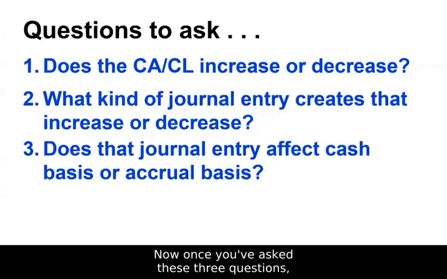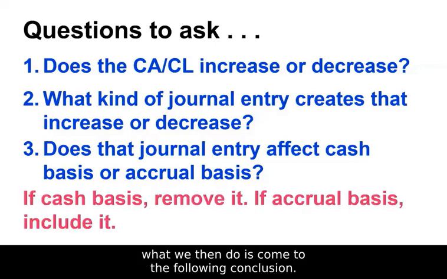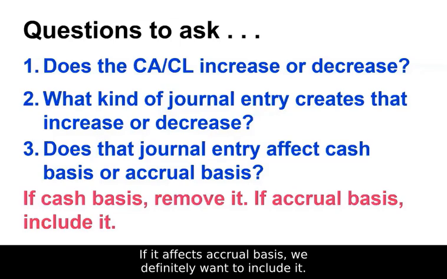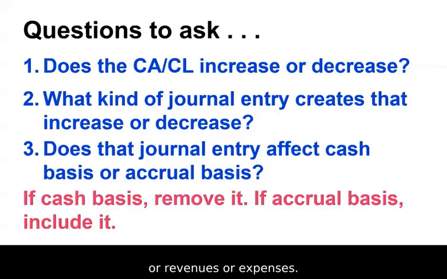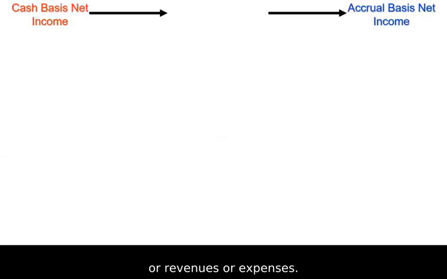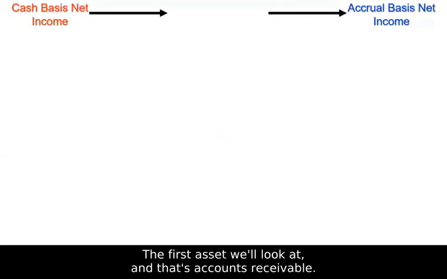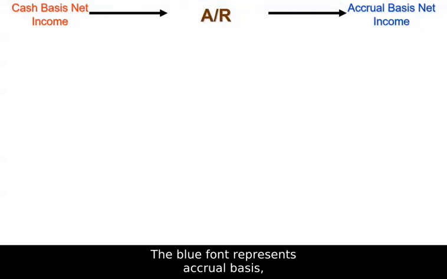Now, once you've asked these three questions, what we then do is come to the following conclusion. If it affects cash basis, we remove it. If it affects accrual basis, we definitely want to include it because we are looking for accrual basis net income or revenues or expenses. The first asset we'll look at is accounts receivable. The blue font represents accrual basis, and the red font represents cash basis.